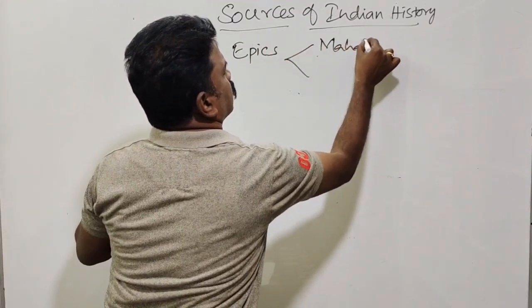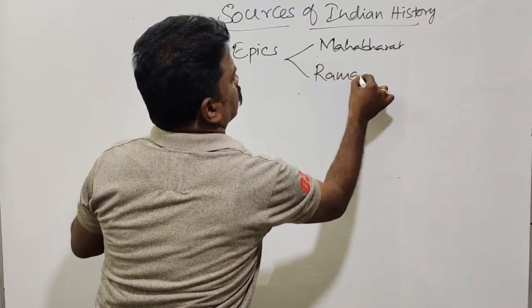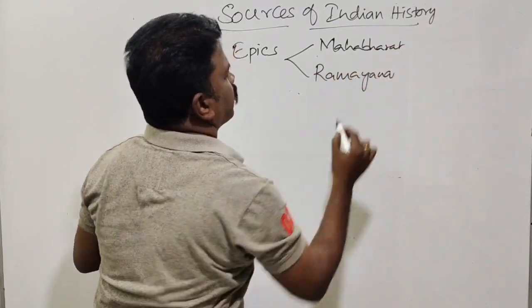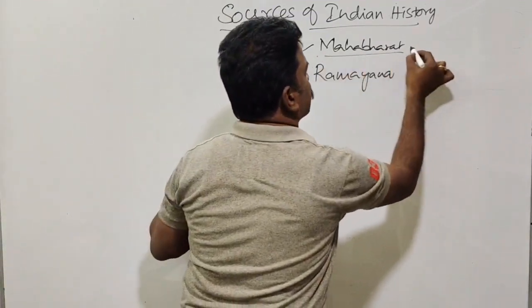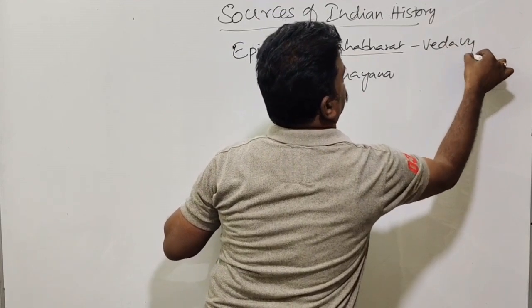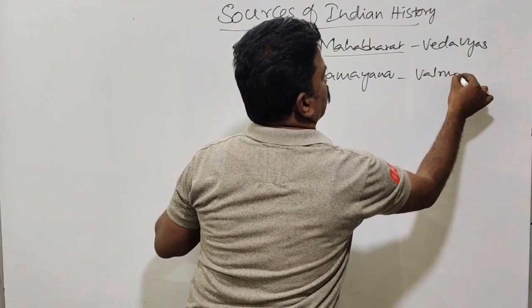Mahabharata and Ramayana. There are 2 epics. Mahabharata was written by Vedavyas and Ramayana was written by Valmiki in Sanskrit.